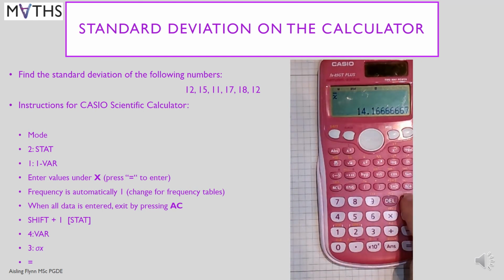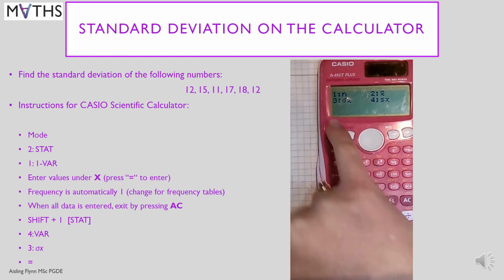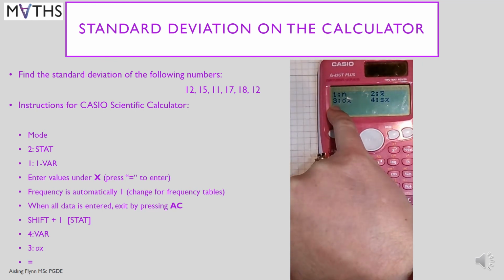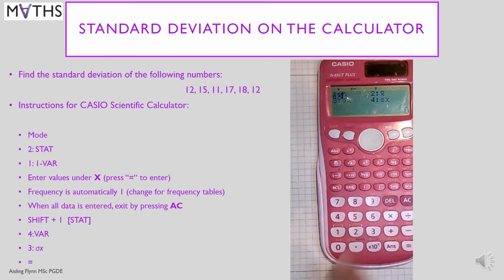So let's AC again, shift stat. Variance, we want sigma, we want the standard deviation, which is number 3, sigma x. Okay, so select 3 and press equals, and that is your standard deviation for this set of data. Okay, so you see you get the same result. You get your sigma equals 2.672 as we got manually.